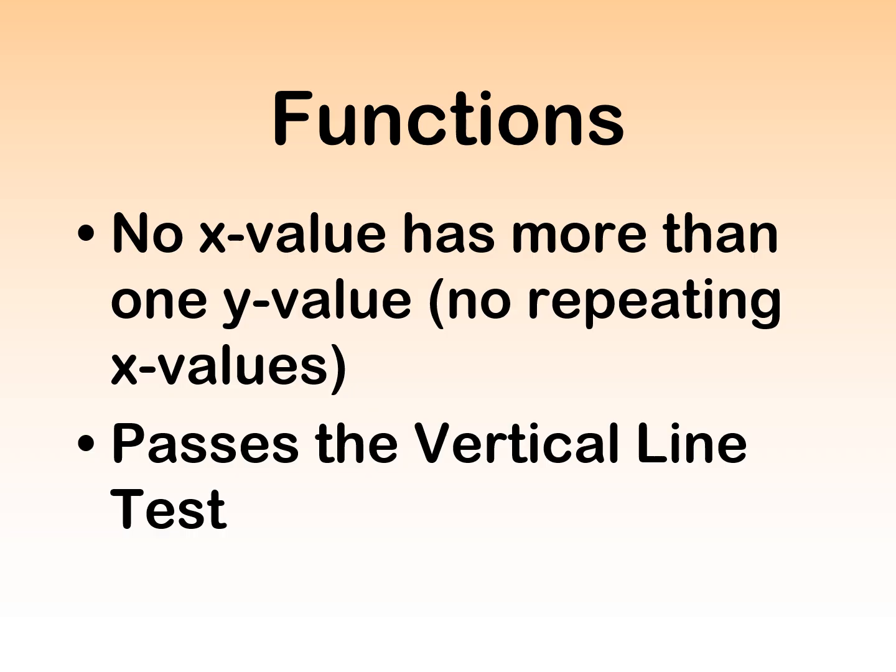Looking at repeating x values is more helpful when you have a list of ordered pairs or you have a table or a mapping. Looking at the vertical line test is more helpful when you actually have a graph. So it's really a couple different ways of thinking of the same idea that no x value has more than one y value.